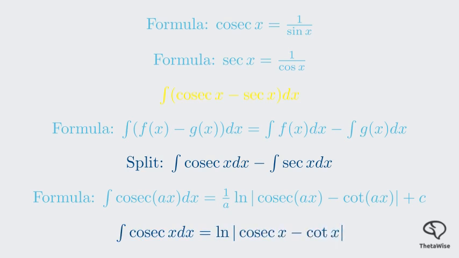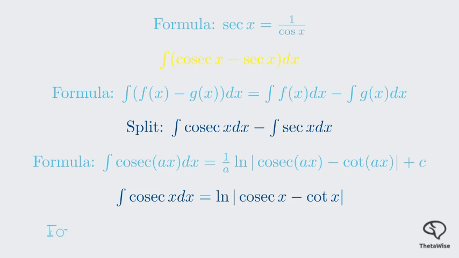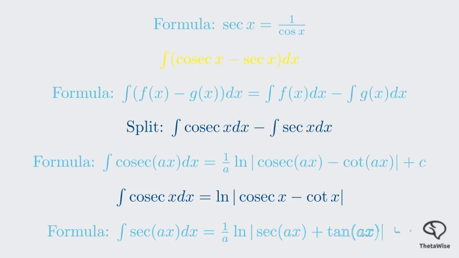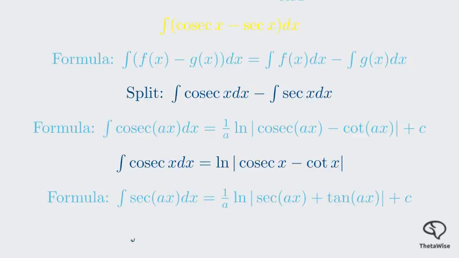Next, we need the integral of secant x. This is another standard integral. The formula is 1 over a times the natural log of the absolute value of the quantity secant x plus tangent x plus c. Again, with a equals 1, the integral of secant x is the natural log of the absolute value of secant x plus tangent x. This gives us the second part of our solution: ln of the absolute value of secant x plus tangent x.